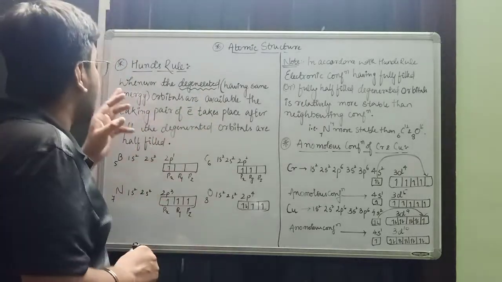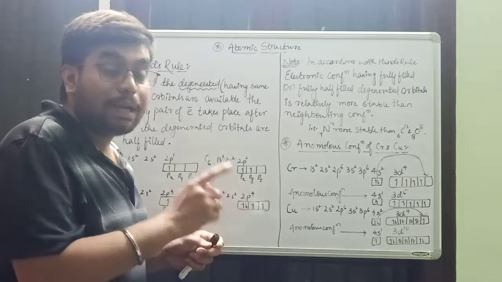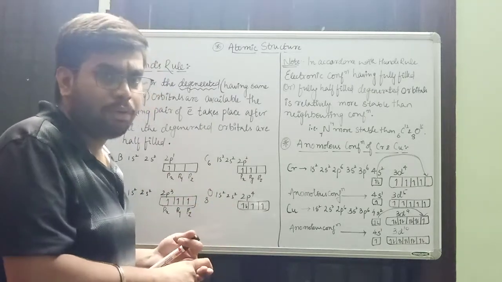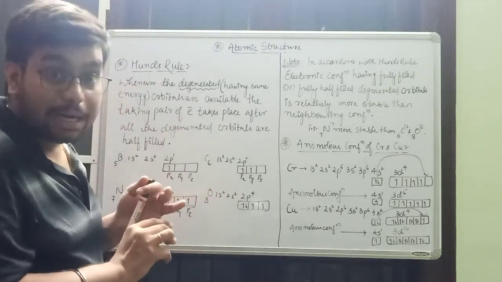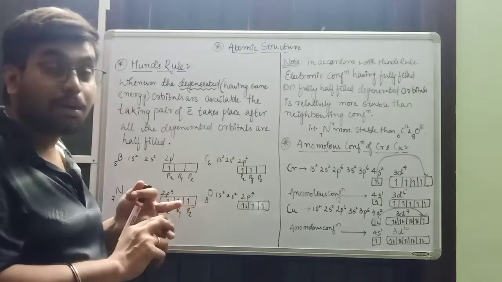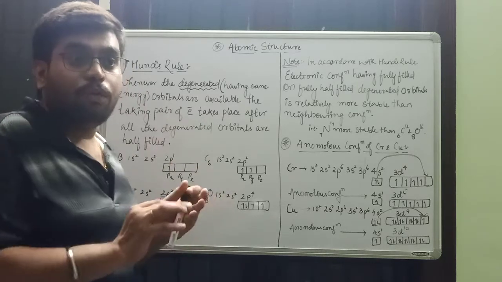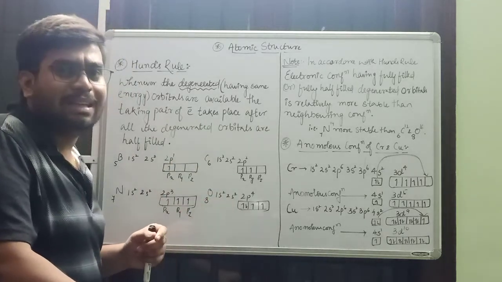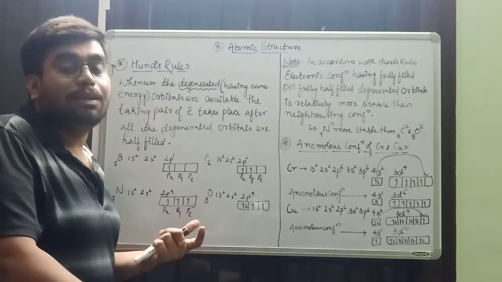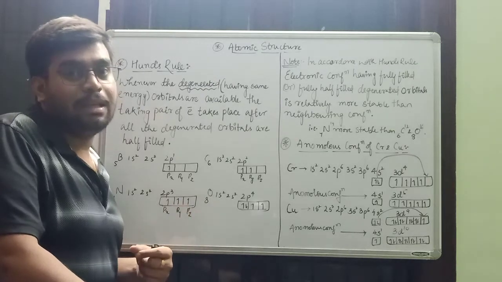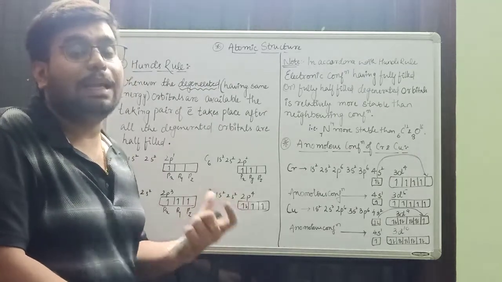Whenever the degenerate orbitals are available, means whenever the electron starts to enter into either p, d or f, because p has 3 orientations, p can accommodate 6 electrons, d can accommodate 10 electrons, and f can accommodate 14 electrons. What about s? s has only one orbital. Then how can we define degeneracy in the case of s? We can't. Degeneracy can only be defined in the case of p, d and f orbitals.